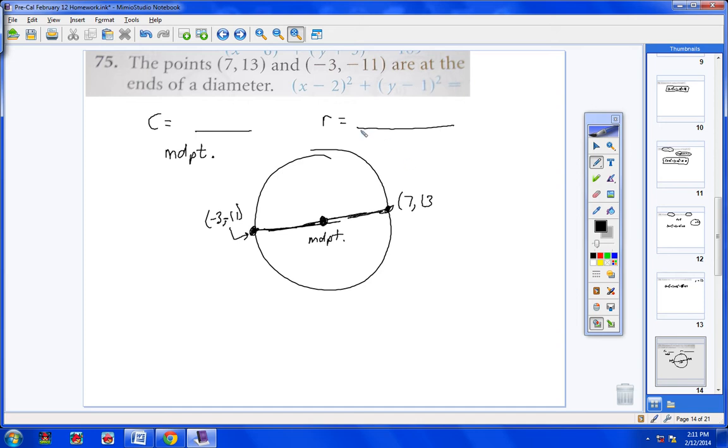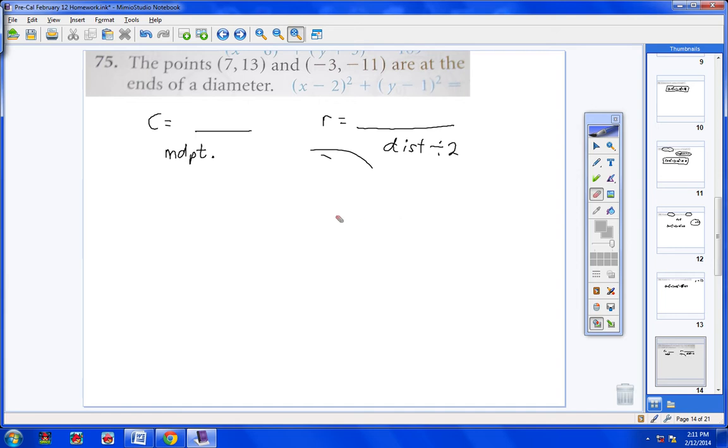And then in order to find the radius, I'm going to find the distance of this whole line right here and then divide it by 2. So to find the radius, I'm going to find the distance of this whole line from this point to this point, and then divide it by 2. So there we go. There's the two methods I'm going to use. Let's go ahead and get started.